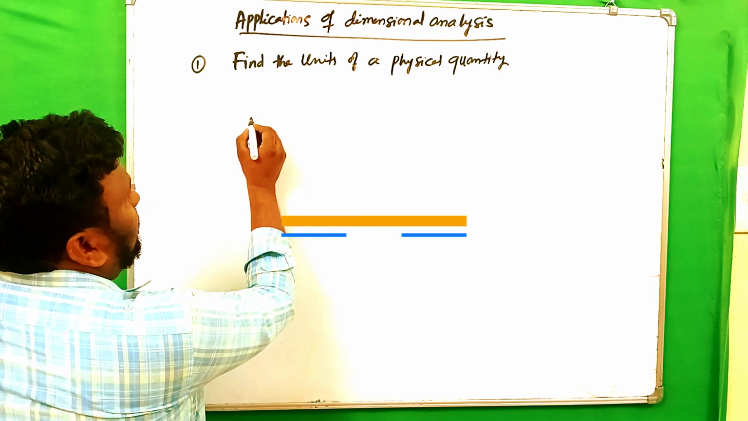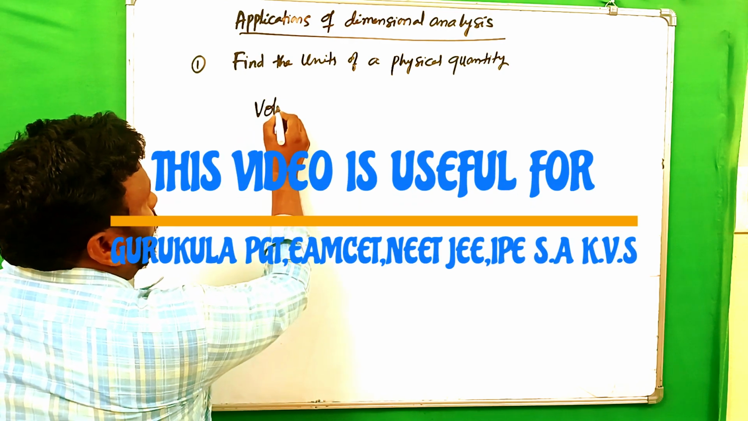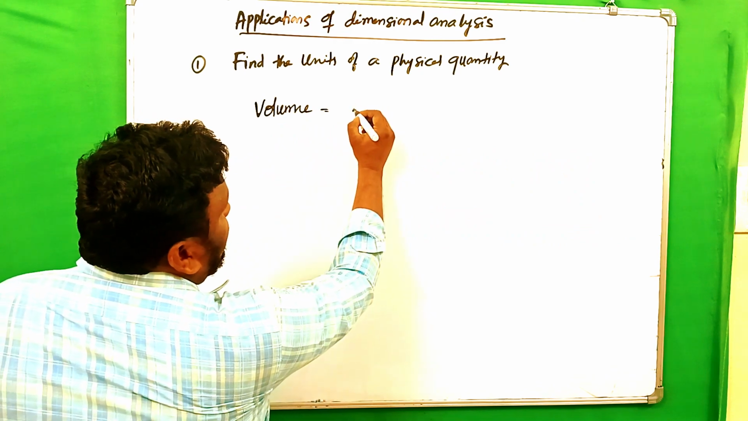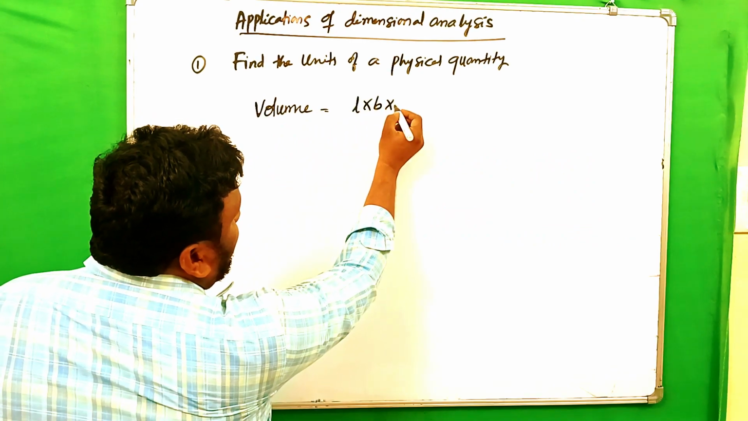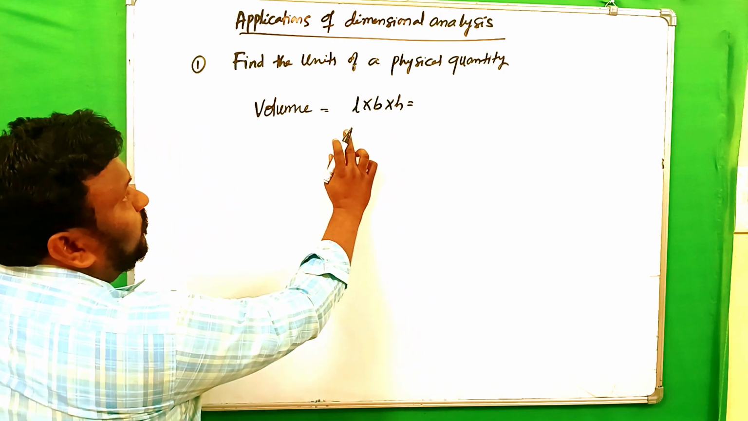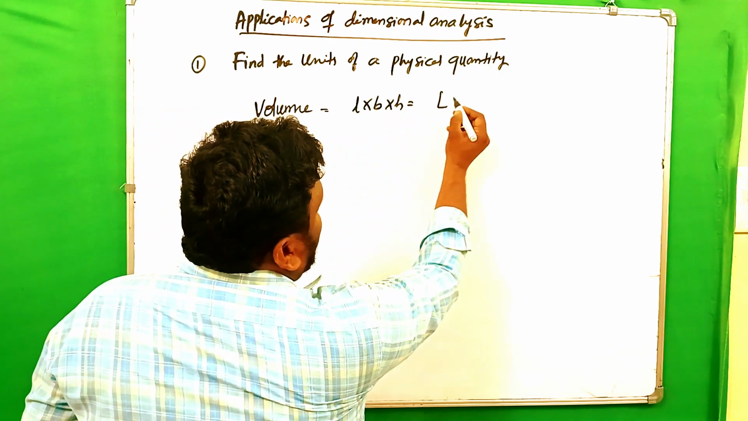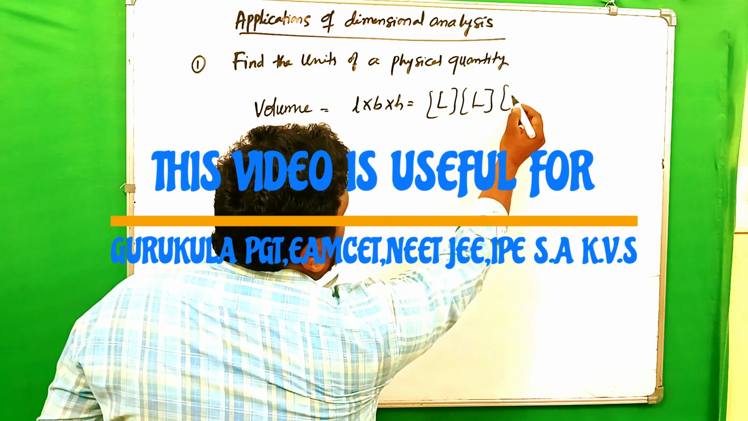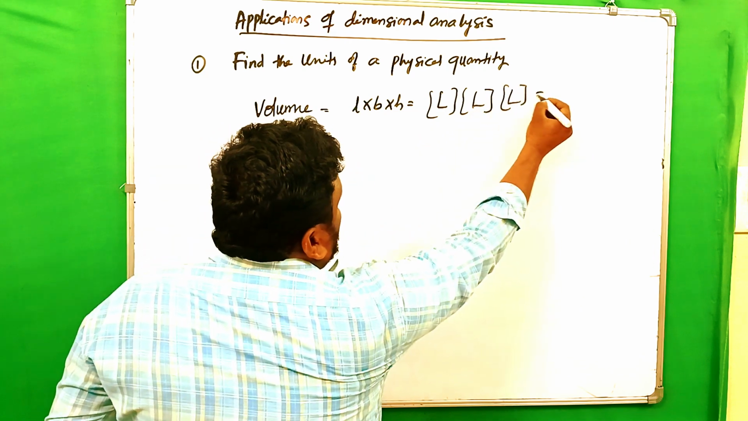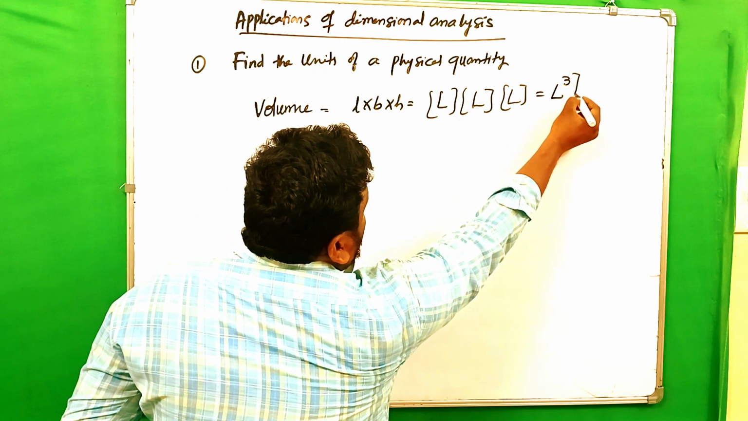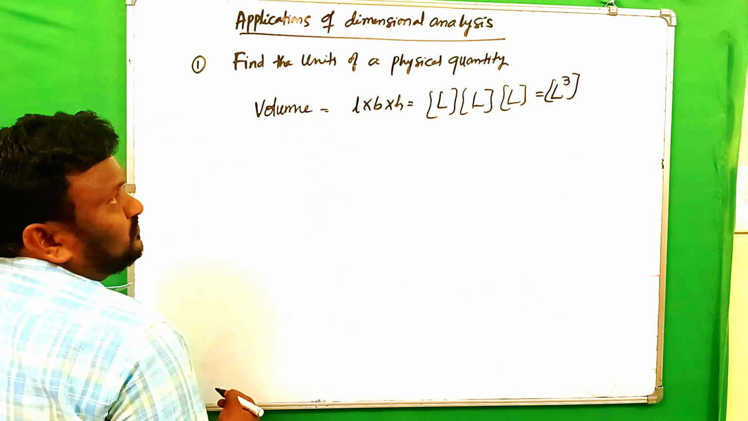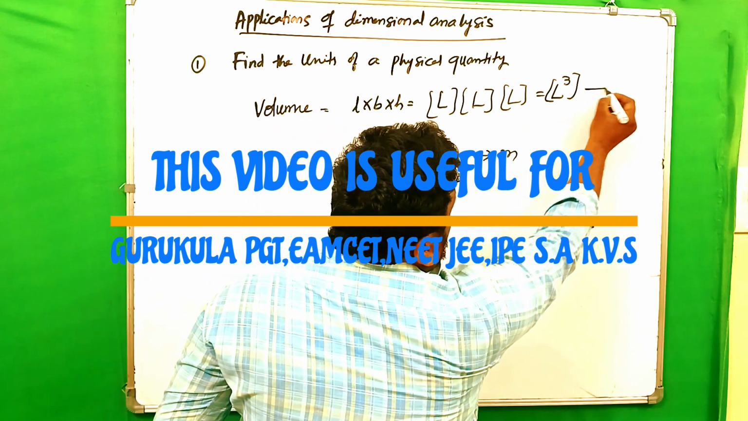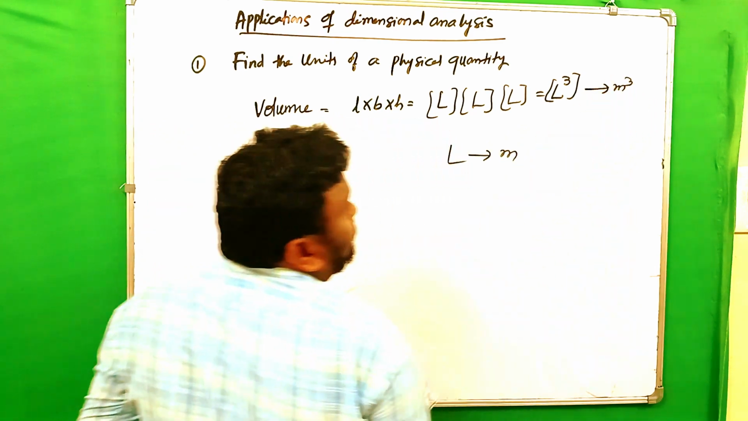For example, there is one physical quantity, that is volume. What do we write here? Length, breadth, height. Here for length we write L, breadth we also take the fundamental quantity length only, and height also we can take L only. So L cube is the dimensional formula of volume. For length the unit is the meter. That's why the units are meter cube.